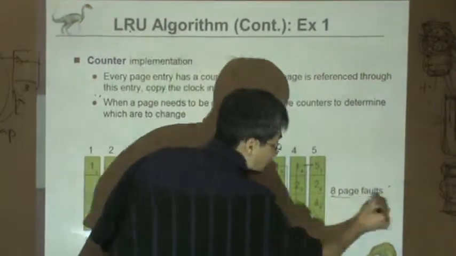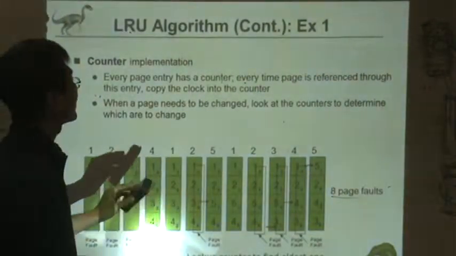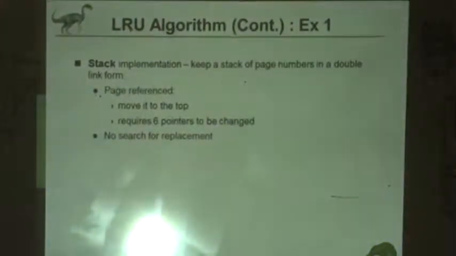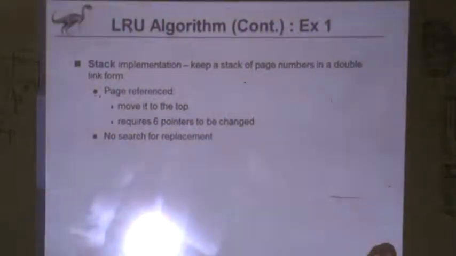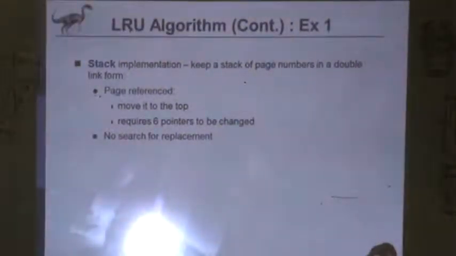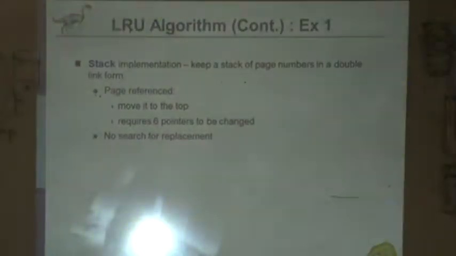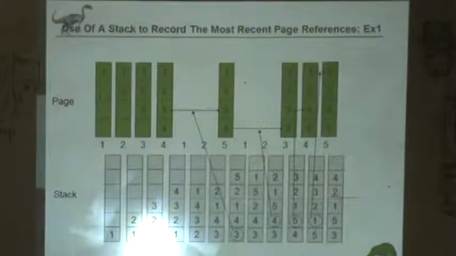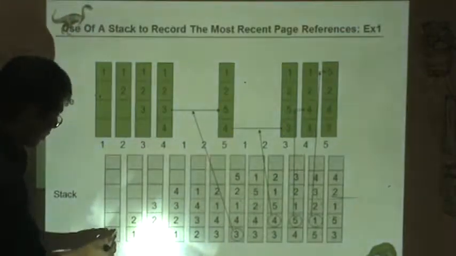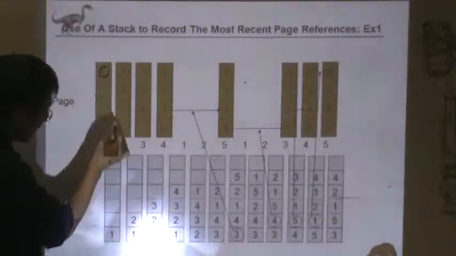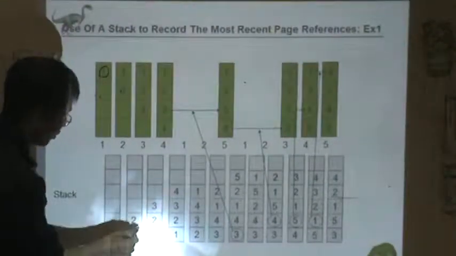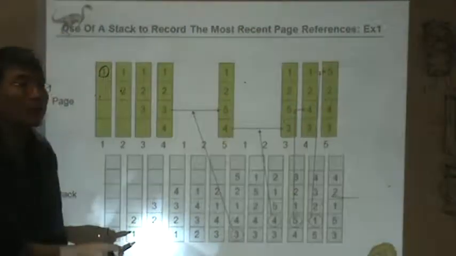In terms of algorithm, it's the same result, 8 faults, but it's an implementation issue. Another way is we can manage a stack. Stack is first in, last out, right? So if we have a stack like this one, when this one is referenced, it will be stacked in. Then 2 will be stacked in.